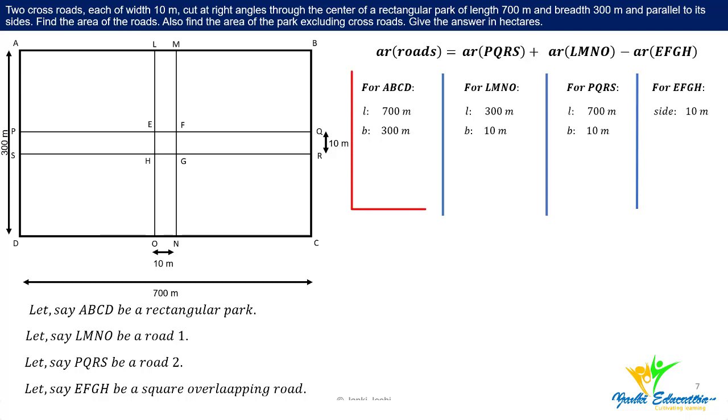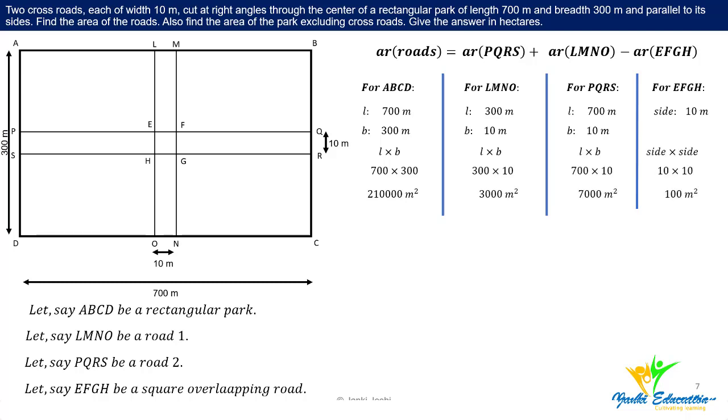Now we have to find area of each of these. So you know the formula for finding area of rectangle? Yes, that is L into B. Substituting the values in all these, we will get some values, which I am not going to take your time for. Here, these are the values for us. Now, we will substitute these results into the formula. So, area of roads is equal to 7,000 plus 3,000 minus 100. That is 10,000 minus 100, and that is equal to 9,900 meters square.